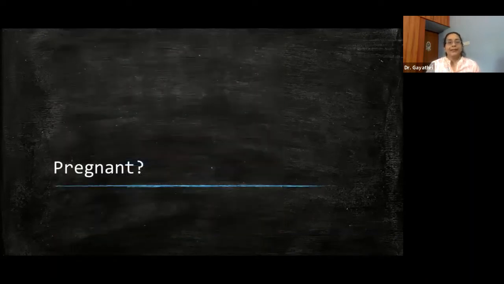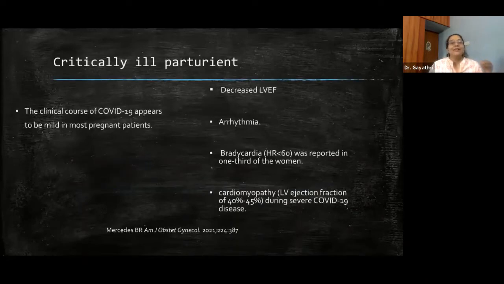So now coming to the pregnant patients. A critically ill parturient is usually very rare. Why? Because the clinical course of COVID-19 appears to be mild in most pregnant patients. But there are case reports, and although the incidence is less, they come with decreased LV ejection fraction. Maybe they have some arrhythmias or other. One report says that bradycardia was reported in 1/3 of the women who were admitted with COVID positive, and cardiomyopathy also can be seen, which we call either viral cardiomyopathy or stress cardiomyopathy or whatever.